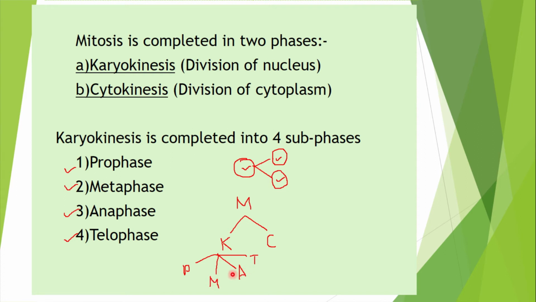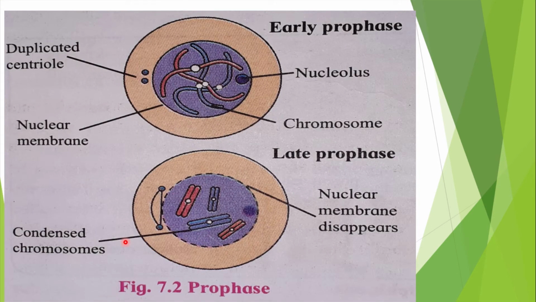PMAT, where P stands for prophase, M for metaphase, A for anaphase and T for telophase. So let's start with prophase. See what things are happening in prophase. In prophase, the chromatin network, this is nothing but the chromatin network.